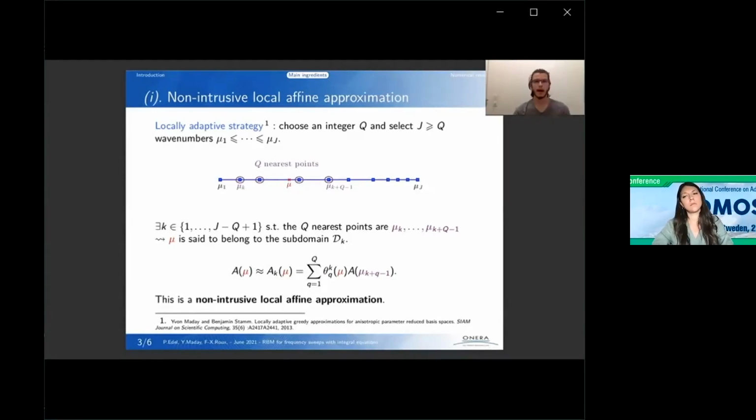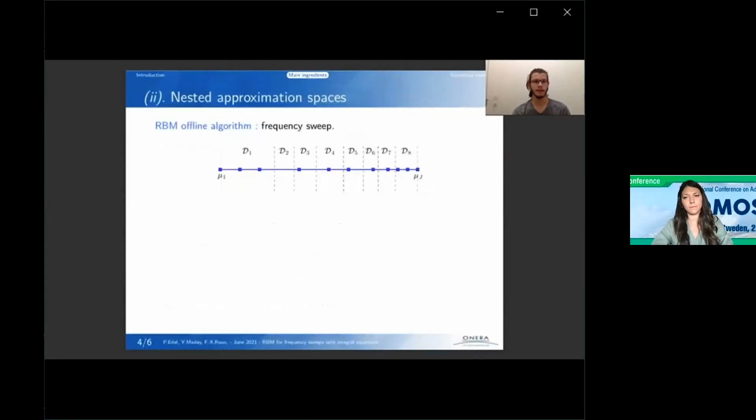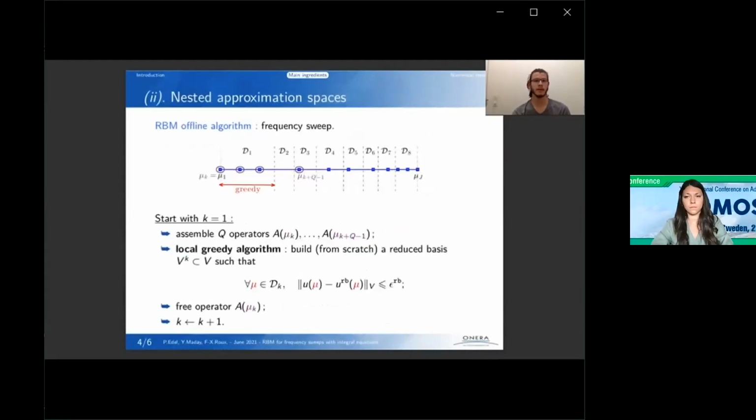I'm now going to explain how this local affine approximation can be used to drive a reduced basis method that's well adapted to our frequency sweep problem. The offline stage relies on the domain decomposition of our frequency window. We begin with the first subdomain, k equals 1, by constructing the q operators that are involved in the local affine approximation that's valid over the first subdomain D_1. Once this is done, we can perform a local greedy loop in order to build a reduced basis satisfying the desired level of accuracy over the first subdomain.